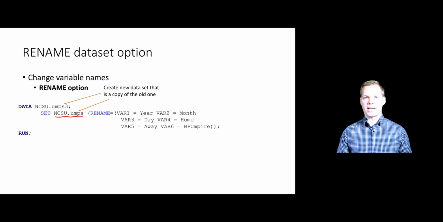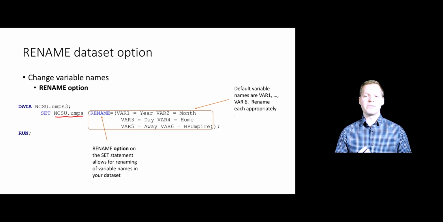But let's go through this code real quick. So we have the same thing that we did before, data ncsu.umps3. So now we're creating a new data set called umps3 in our NCSU library. Then we are going to copy the umps data set from the NCSU library. And again, we're now going to use a rename data set option. And this allows us to rename the variables before we are copying them over into our new data set.